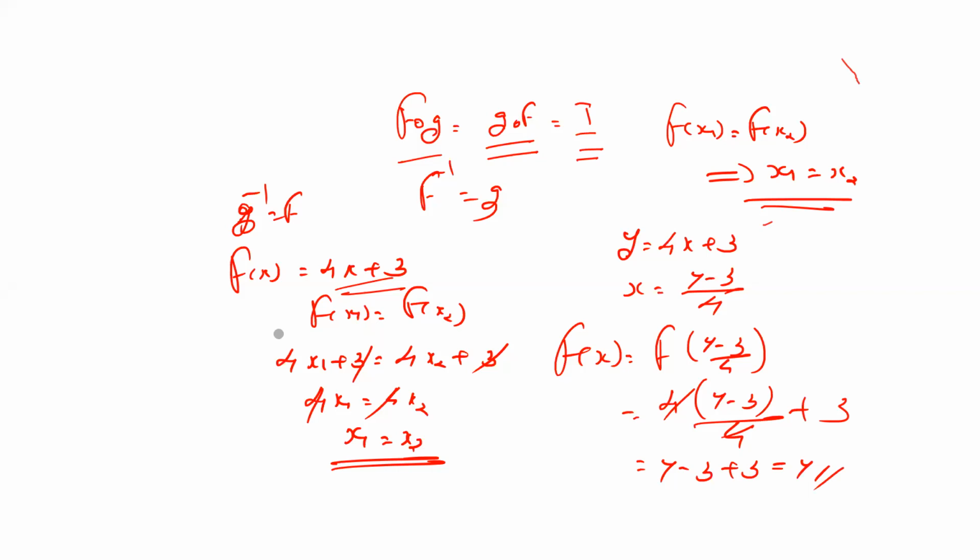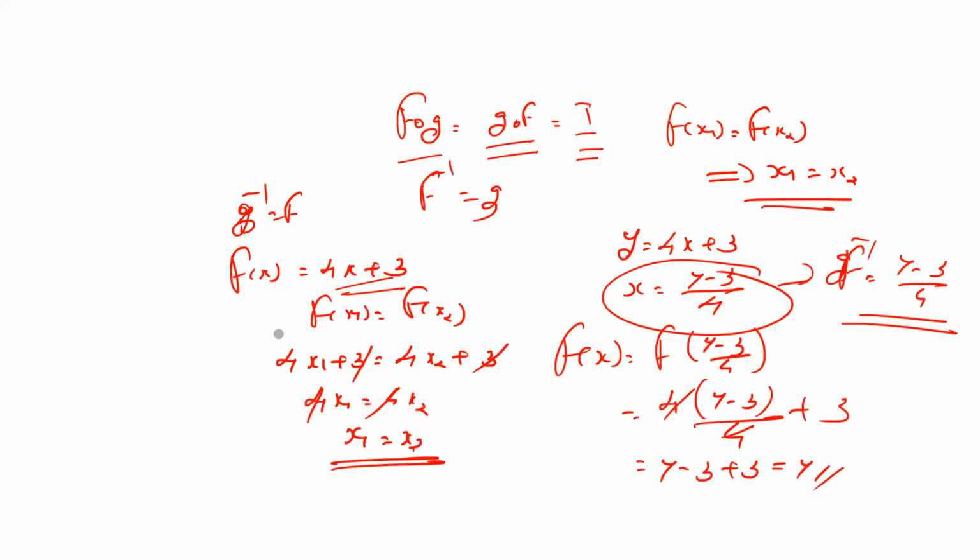Since the function is 1-1 and onto, the function is invertible. And the inverse of the function is what then? This is x is equal to y minus 3 by 4. This is the inverse. So you take f inverse is equal to y minus 3 by 4. This is the way you have to find the inverse of the function in the second way.